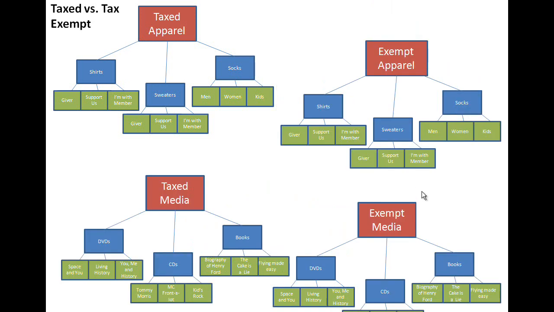This example covers a gift shop where certain departments are going to be taxable and some aren't. So I have a department called Tax Apparel, and then I have the corresponding non-taxable version, which is the Exempt Apparel, and the same thing for media. I have a tax media and an exempt media.